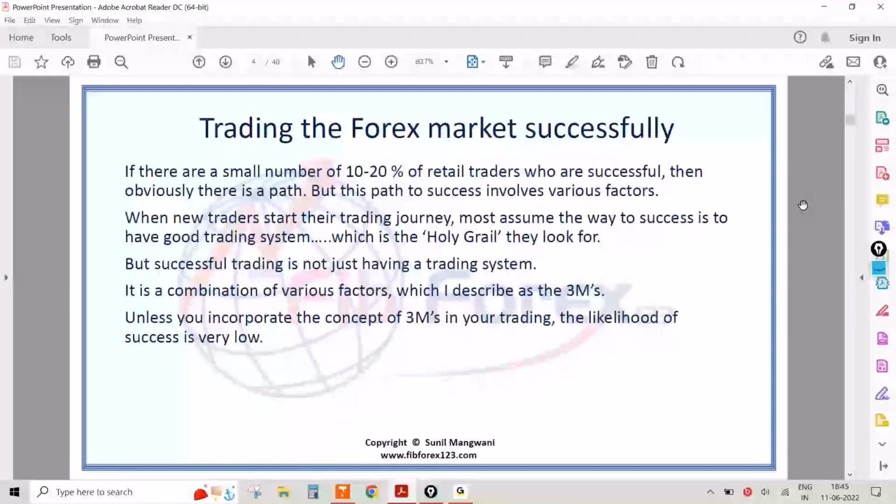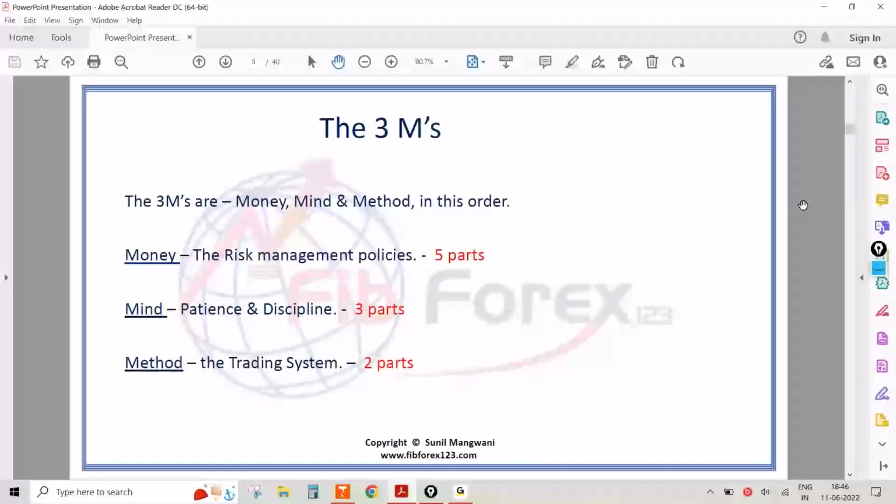So very briefly, going over the 3Ms once again, this is something which I keep repeating in all my sessions, but this is very, very important. The 3Ms are money, mind, and method, in that order.